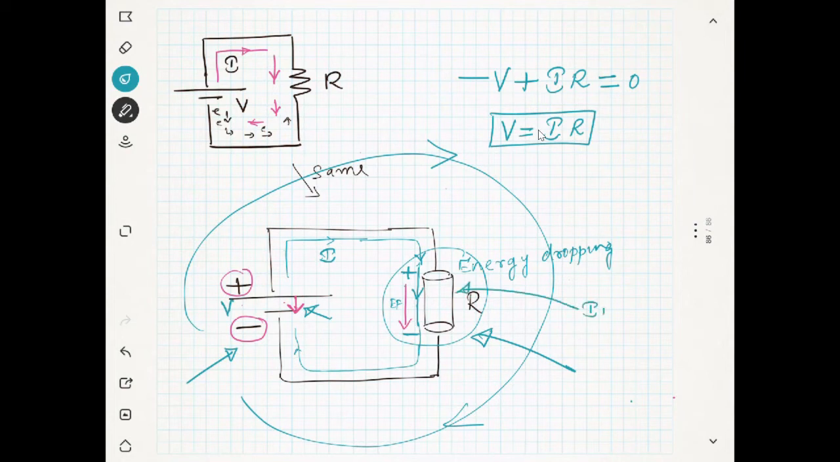So the voltage drop across the resistance will be something like this. The voltage drop here will be I into R. So we have the formula V equal to IR, okay, from this. I hope that this is clear to you.